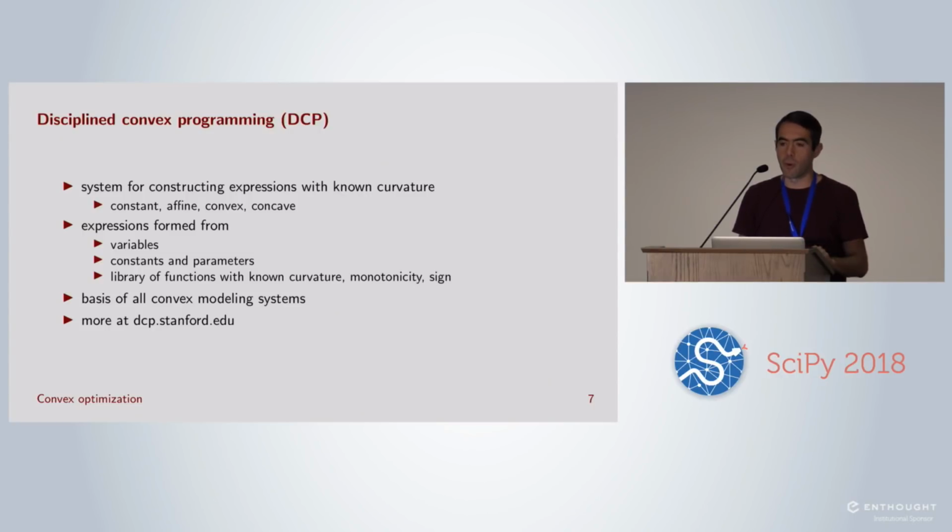So the expressions are formed from variables, constants, and parameters at the leaves, and then a library of functions with a variety of properties that we have enumerated. And these are provided. You can't define new ones. You can contribute to the library, but otherwise there are no user-defined functions. And that's what makes this a well-organized and effective system. So this is the basis of the different convex modeling languages. If you want to learn more about the rules, there's this website, dcp.stanford.edu. It's pretty fun if you're into this.